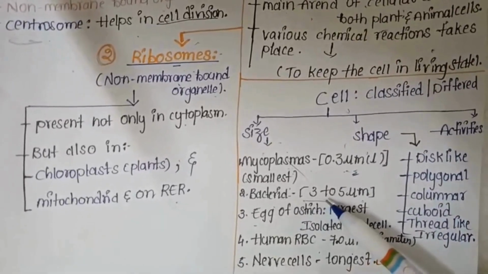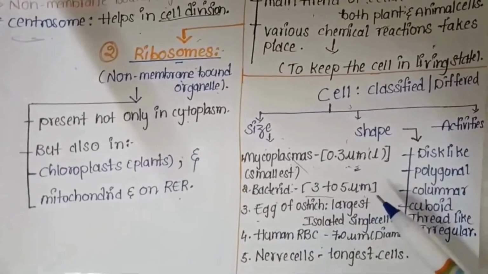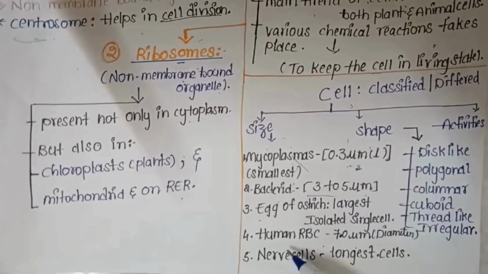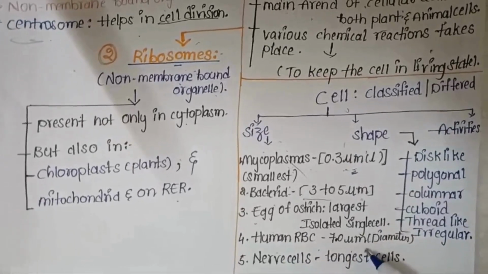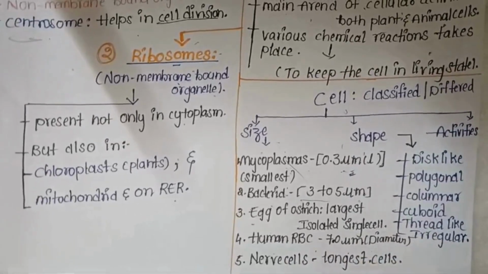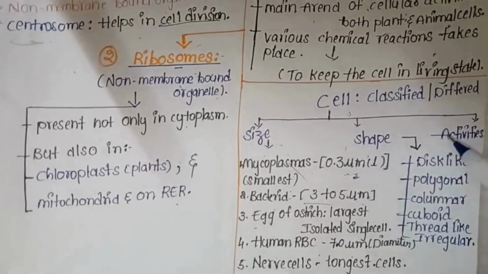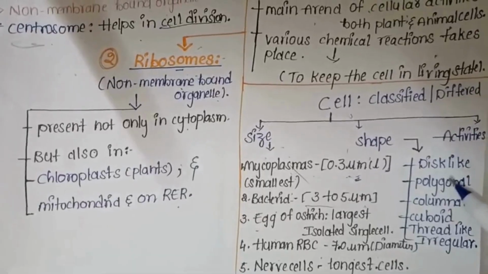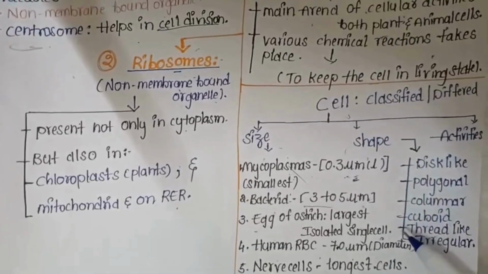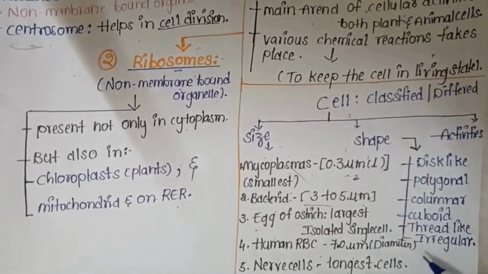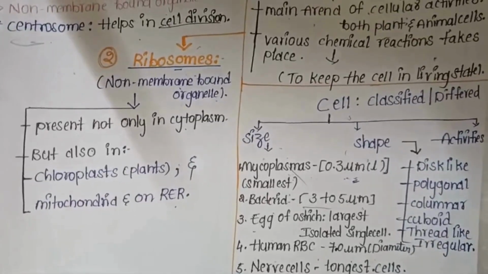Coming to here, mycoplasma has the smallest cell of 0.3 micrometer in length, and bacteria has a cell of 3 to 5 micrometers, the egg of an ostrich is the single largest isolated cell, and human RBC in multicellular organisms is 7 micrometer in diameter, and nerve cells are the longest cells. Coming to different shapes of cells, they may be disc-like, polygonal, columnar, cuboidal, thread-like and irregular shapes of cells present in the organisms.